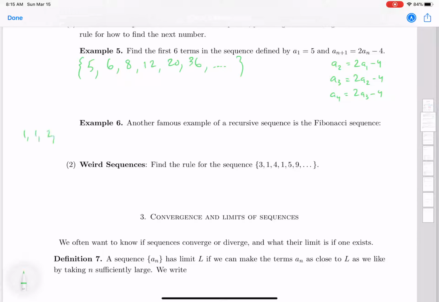And then the Fibonacci sequence is another famous one. It's 1, 1, 2, 3, 5, 8, 13, 21, etc., where you take the 2 previous numbers and add them together to get your next number. So recursively, this is a sub 1 equals 1, a sub 2 equals 1, and then a sub n plus 2 is equal to a sub n plus a sub n plus 1. So I would define my first 2 numbers in the Fibonacci sequence, and then my next number is defined by adding the 2 previous numbers.